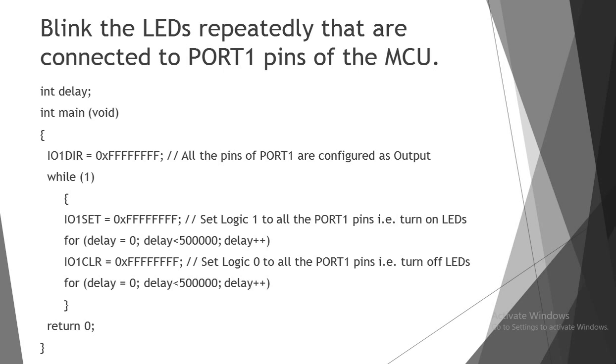Now we are generating some delay. For delay generation we are using a for loop. The for loop will run 5 lakh times. After this delay, it will come to IO1CLR = 0xFF. So logic 0. So it will turn off all the LEDs. Then after that we give some delay and our main program is completed.